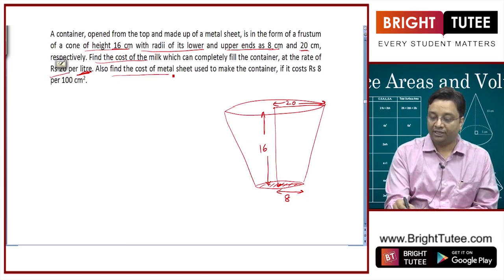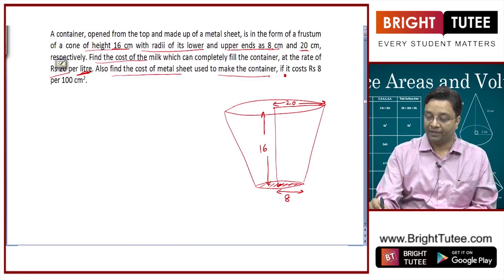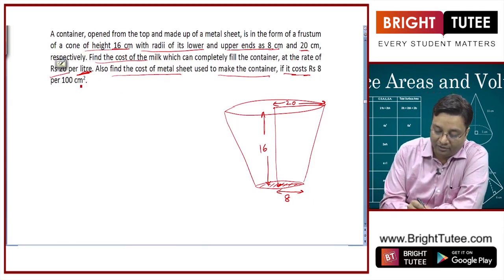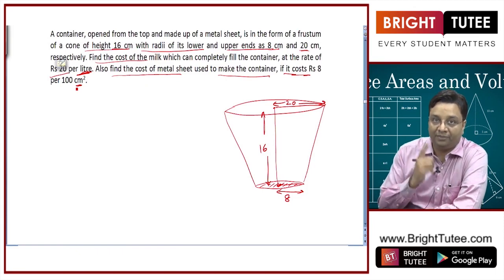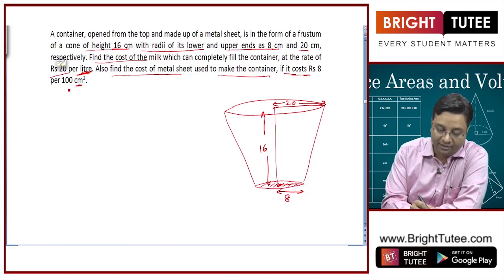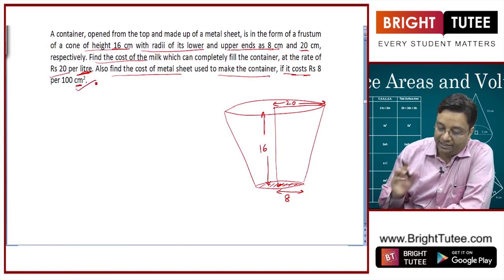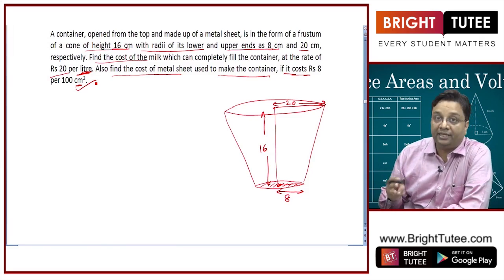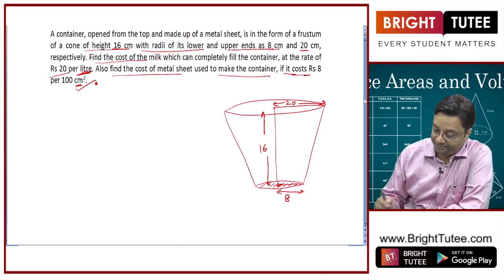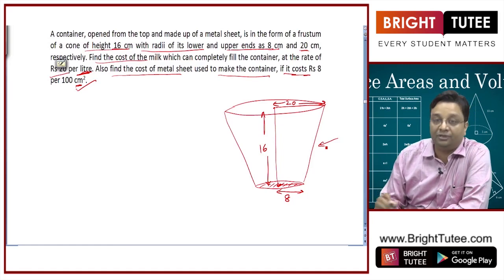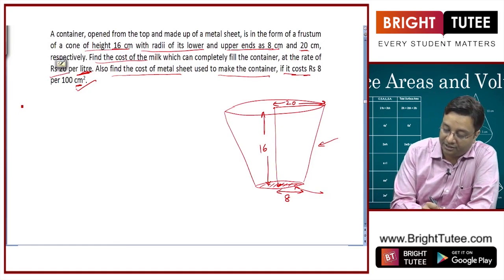answer. Also find the cost of the metal sheet used to make the container if it costs rupees 8 per 100 centimeter square. For this I need to calculate the area of the metal sheet in centimeter square, then I will do the calculation using the unitary method. So I need two things: one, the volume of this frustum, second, the surface area. Surface area or the area of metal sheet will consist of two parts, curved surface area of this frustum and area of this base. So let us first look at the easier part, which is the volume of this frustum.